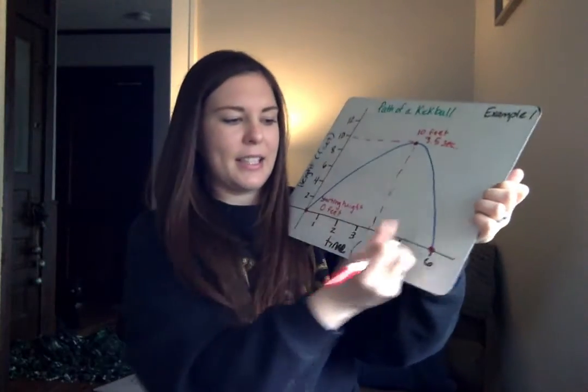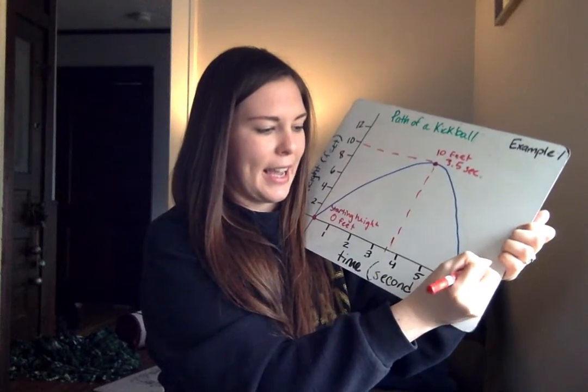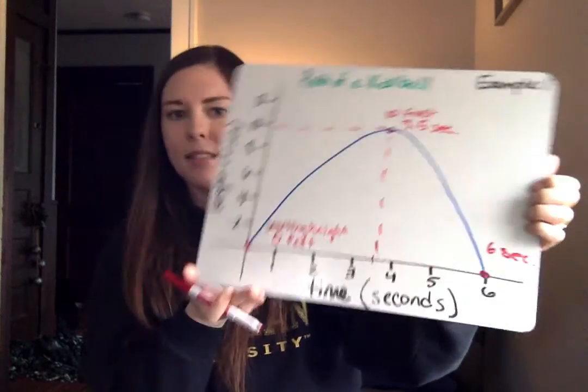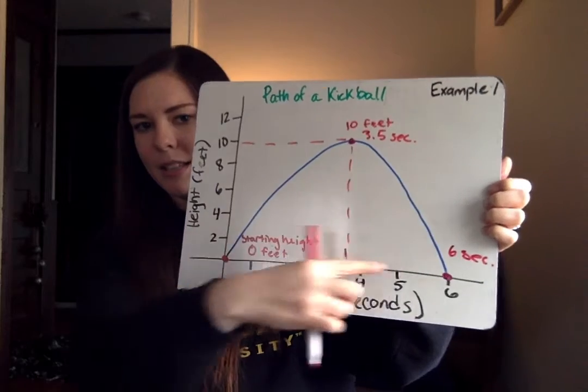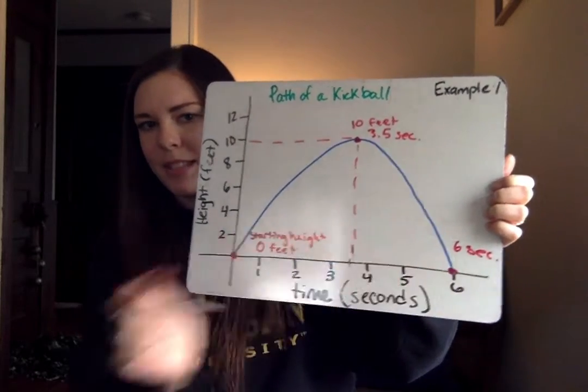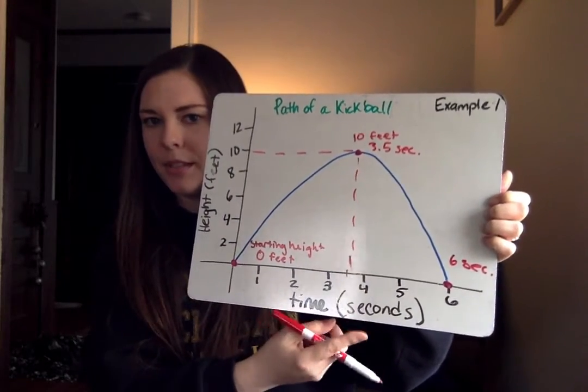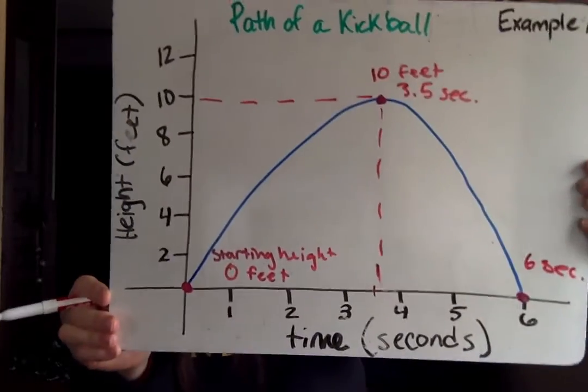So that means that the kickball hit the ground again at 6 seconds. Okay, and again, because it's at 0, it's at the ground, and that was at 6 seconds. We're using our units. Okay, I'll let you guys just take a look at that for a moment.